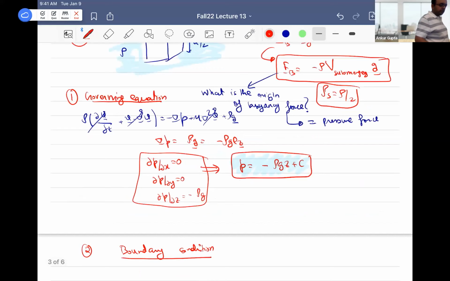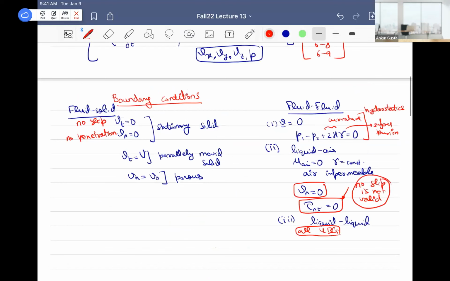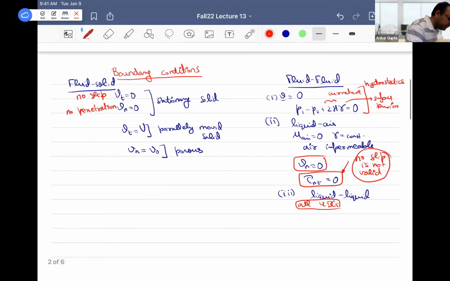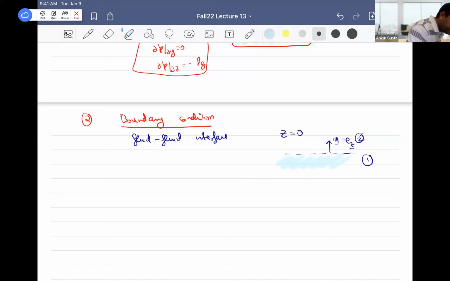And if I go to my boundary conditions here, I can clearly see the pressure only comes into the equation when I have a fluid-fluid interface, right? In this case, the fluid-fluid interface has to be the liquid-air interface. So that was the rationale for using this boundary condition. That's why we used the fluid-fluid interface to calculate pressure, and that is at Z equal to 0. So if phase 1 is water, phase 2 is air.